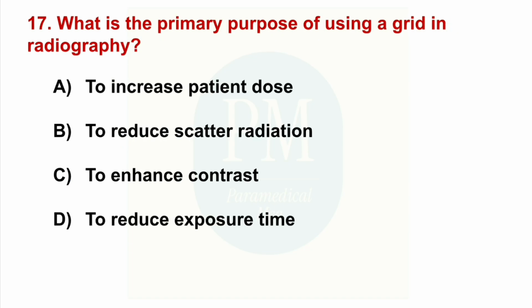What is the primary purpose of using a grid in radiography? Option A, to increase patient dose. Option B, to reduce scatter radiation. Option C, to enhance contrast. Option D, to reduce exposure time. The correct option is option C, to enhance contrast.